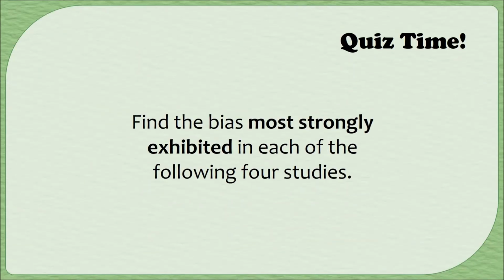Okay, so we're going to look at 4 different studies, and I'd like you to identify the bias that is most strongly exhibited in each of those 4 studies. As we've done in a few videos before, we'll read through each of the examples, and you can pause the video, take a moment to jot some thoughts down, maybe circle or identify the features of the study that cause you to label it as a particular kind of bias, and then we will go through the 4 together.